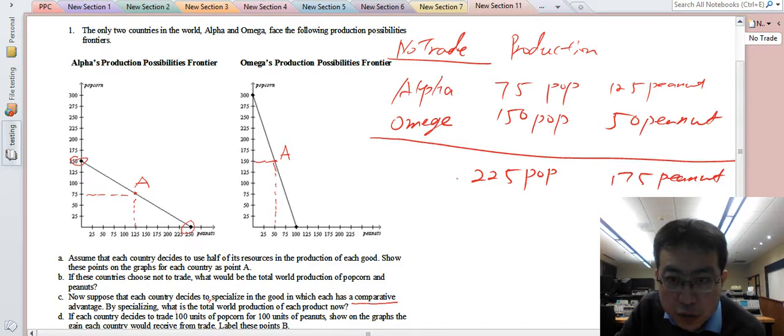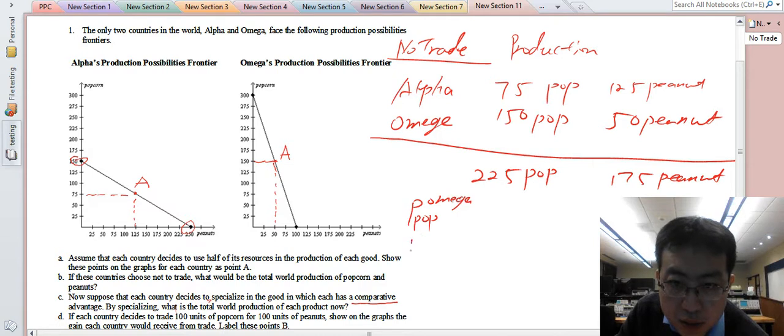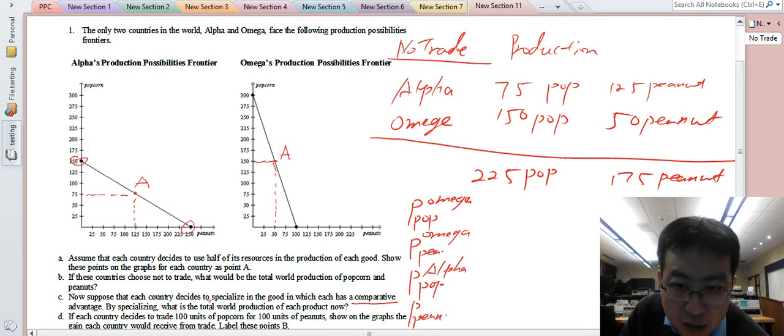For the opportunity cost, you need to show me the 4 prices. So for the 4 prices, you're going to have the price of popcorn in omega, the price of peanuts in omega, the price of popcorn in alpha, and then the price of peanuts in alpha.